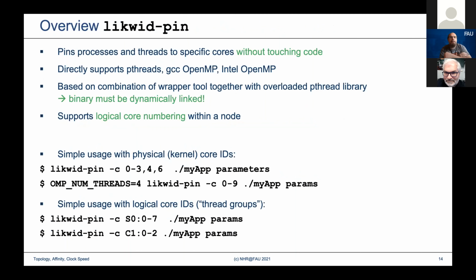Let's go into it. So likwid-pin allows you to pin the threads and processes to specific cores without touching the code. So it's completely agnostic. We support pthreads, but also the various OpenMP runtimes and other threading solutions like Thread Building Blocks and Cilk and whatever they are called. It's a combination of a wrapper tool for the command line and an overload library which overloads the pthread call. For that to work, the only requirement is that the binary is dynamically linked.